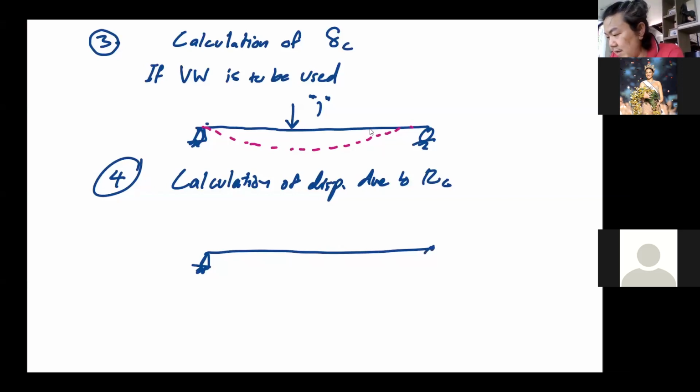If we are going to calculate the displacement due to RC itself, we can again repeat this. This is when your actual load and virtual load are identical. We do this, and then we can set up the compatibility in the end. And that will be the end of our calculation.